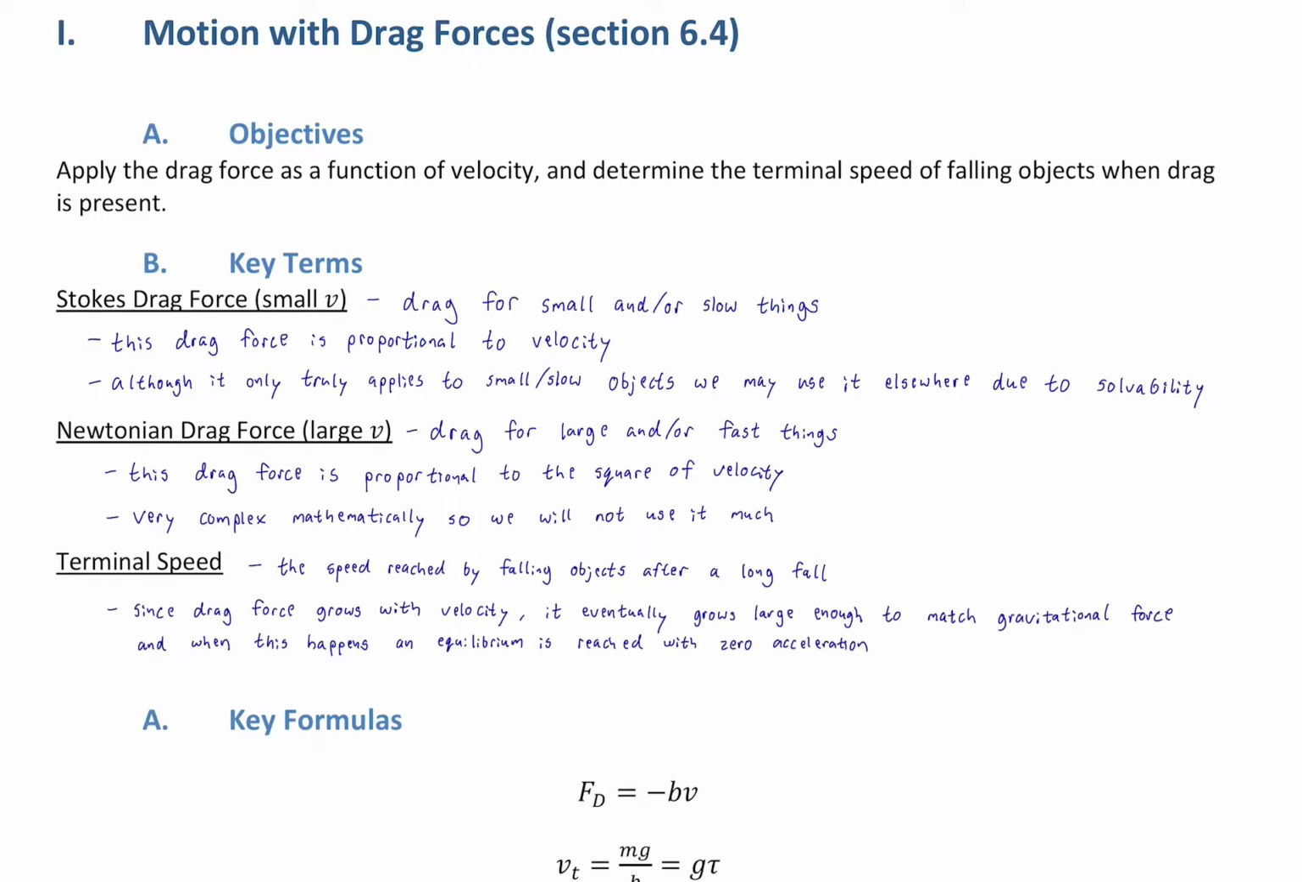Well, the idea is this. Since drag force grows with velocity, see, there we're really starting to touch on the significance of the statement, proportional to velocity. That drag force eventually grows large enough to match gravitational force, because gravitational force is constant. At least we're assuming it's constant, and that's a good assumption. When this happens, an equilibrium is reached, which means zero acceleration by definition. Equilibrium means net force equals zero. That is the condition for terminal speed, and this speed at equilibrium is called terminal speed.